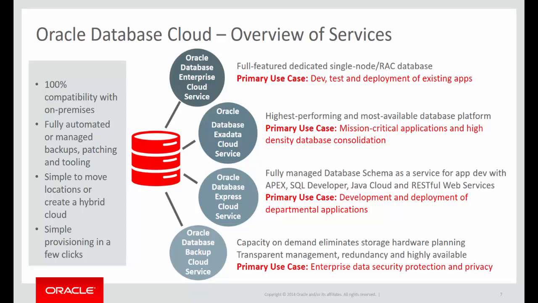Next in the list is our Oracle Database Express Cloud Service. This is a fully managed database schema in the cloud. You never have to worry about patching or maintaining this database because Oracle does it for you. It comes pre-configured with Oracle Application Express, with Oracle REST data services, and it can be used in conjunction with a lot of our other cloud services, such as our BI cloud service and our Java cloud service. This is great for development and deployment of departmental applications, as well as if you want to move from apex.oracle.com to a more production type system. This is a great service for that.